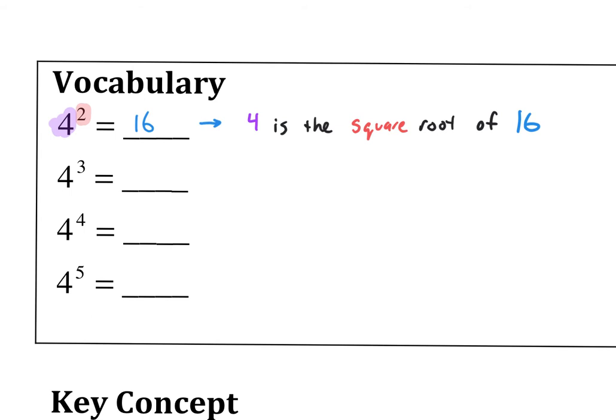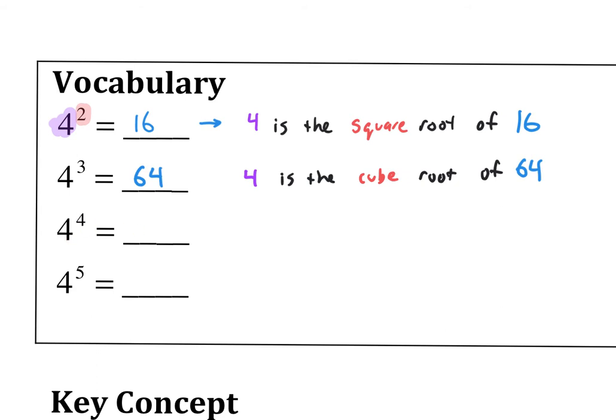So, same thing here. 4 cubed is 64. So what is 4's relationship to 64? 4's relationship to 64 is 4 is the cube root of 64. So the base 4 has a relationship to 64. What is it? It is the cube root. Because 4 cubed is 64, 4 is the cube root of 64.